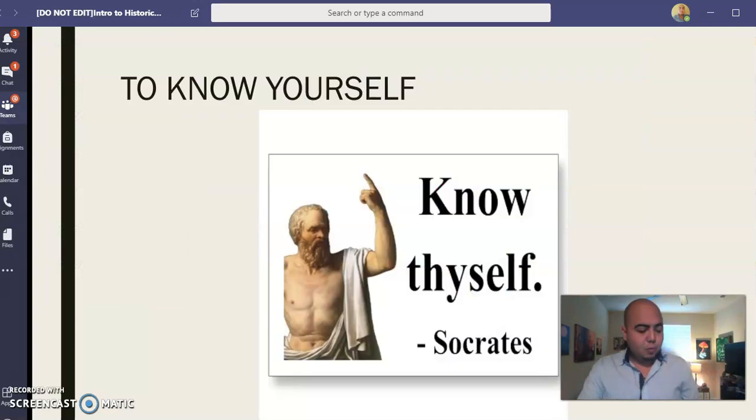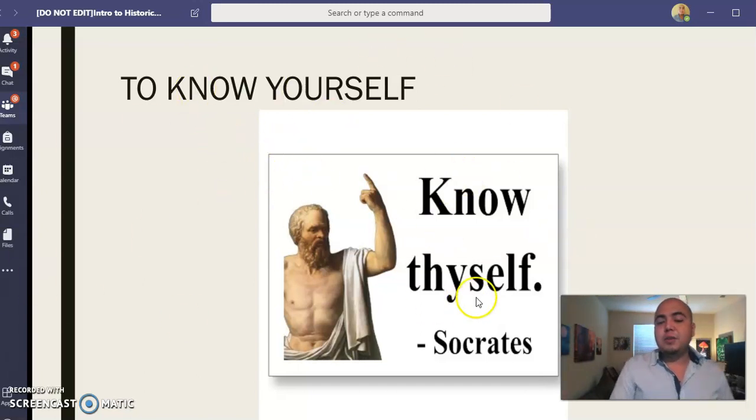And also, we study history so we can know ourselves. Okay, this is Socrates, a philosopher. This is "Know thyself." This is one of his famous quotes. It's just very condensed and plain and simple.